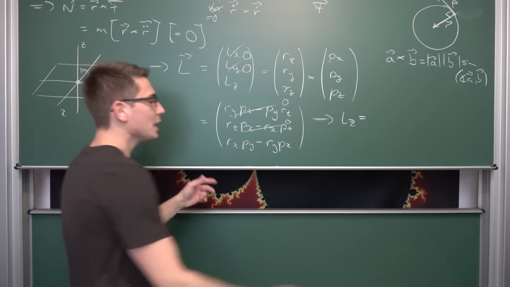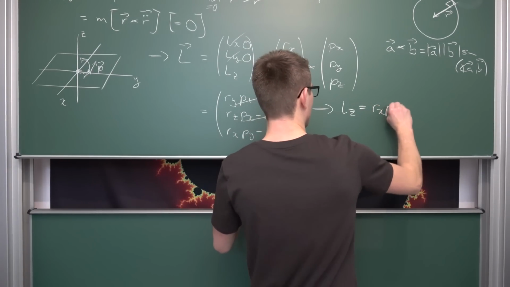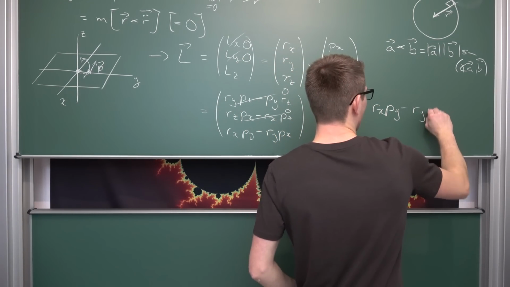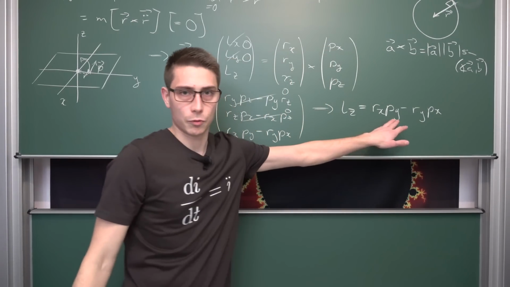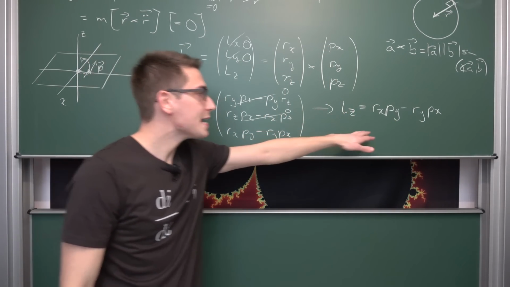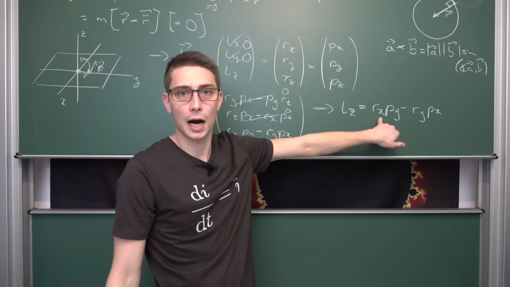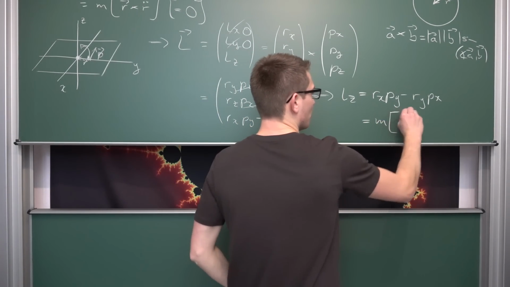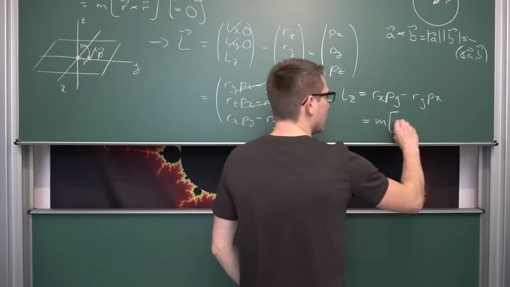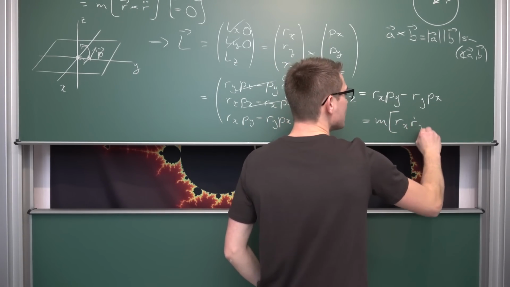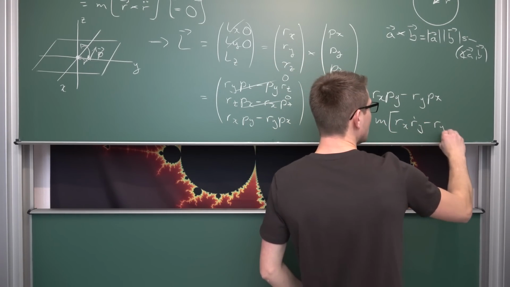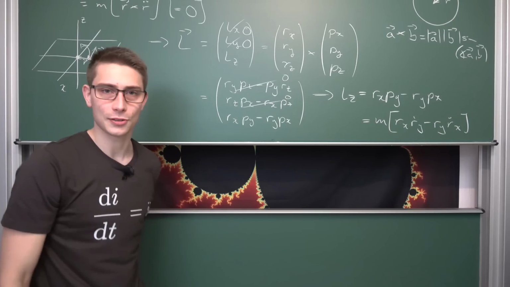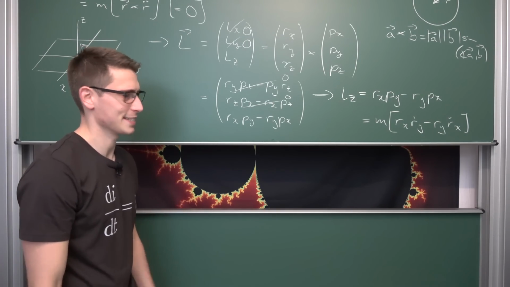Lz is hence nothing but rx times py minus ry px. But also don't forget what p is, it's just mass times the r dot component, meaning we have a certain mass as a common factor, and then we are going to have rx times r dot y minus ry times r dot x. And this is our boy, the angular momentum in this system.